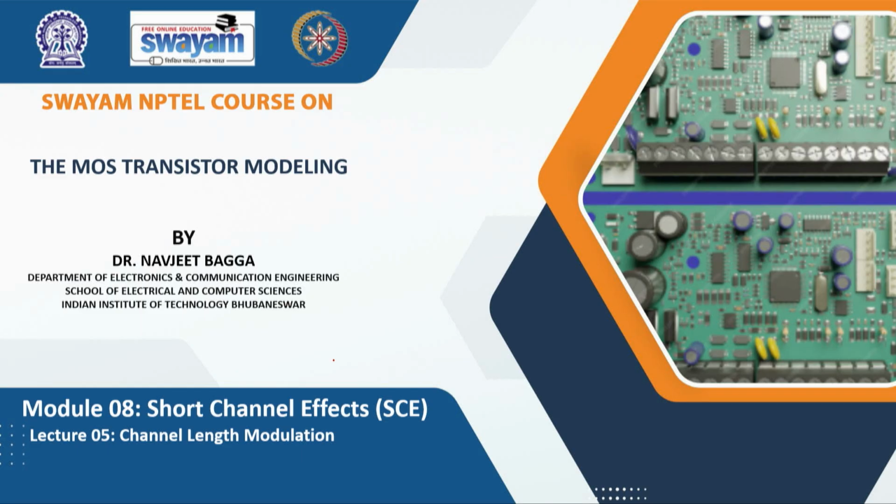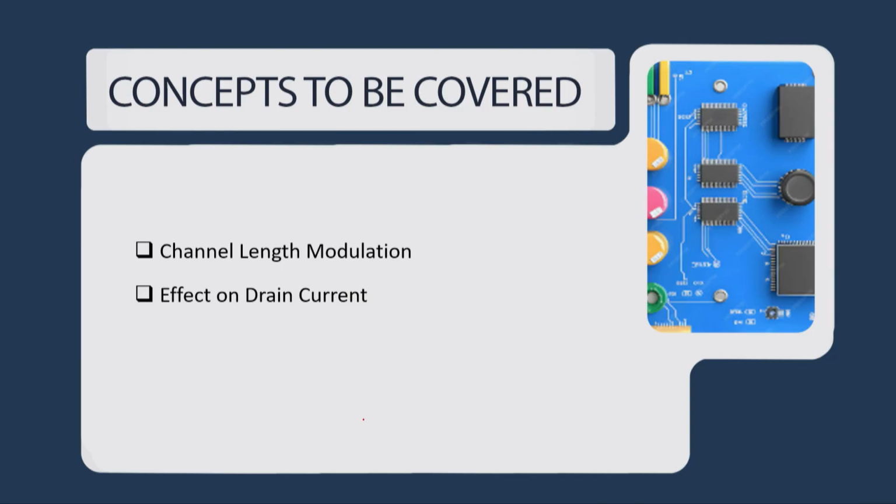We are in module 8, lecture number 5, that is channel length modulation. In this lecture, we will see the basic phenomena of channel length modulation, defined as CLM, and also how this channel length modulation affects the drain current model.